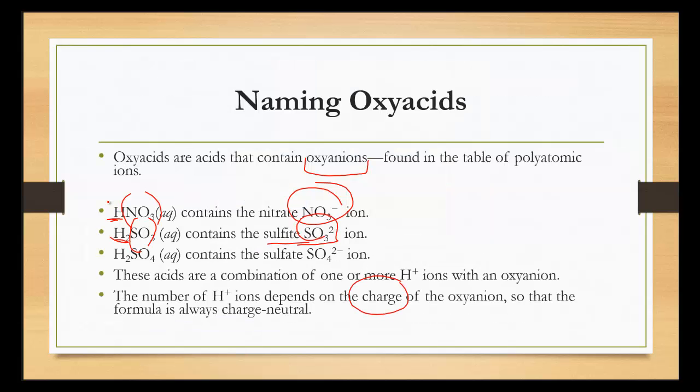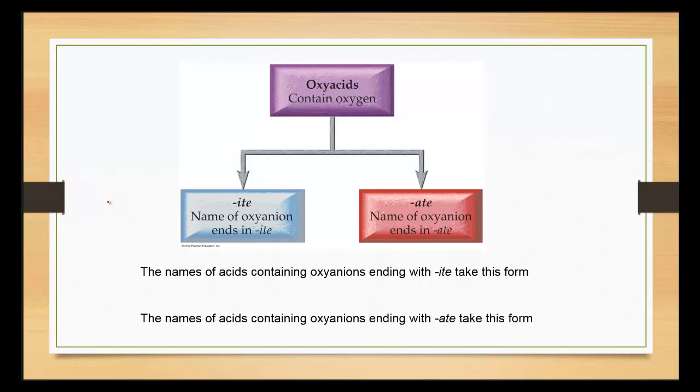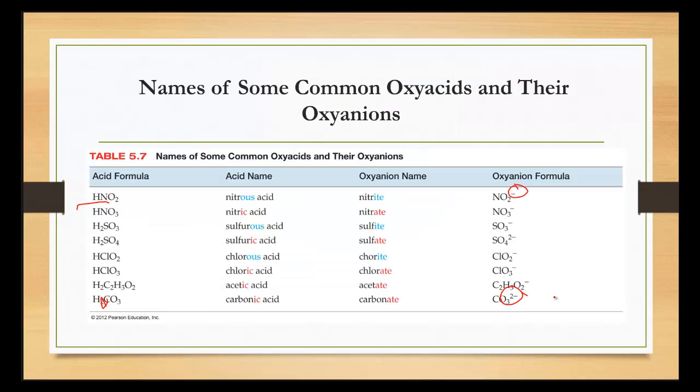So as we're naming these, the oxyanion ends in either "ite" or "ate," for instance, sulfite or sulfate. We're going to change this ending of the word. If it ends with an "ite," we're going to change that to "ous." If it ends in "ate," we're going to change that to "ic." So for instance, NO2 is originally nitrite. We change that to nitrous acid.